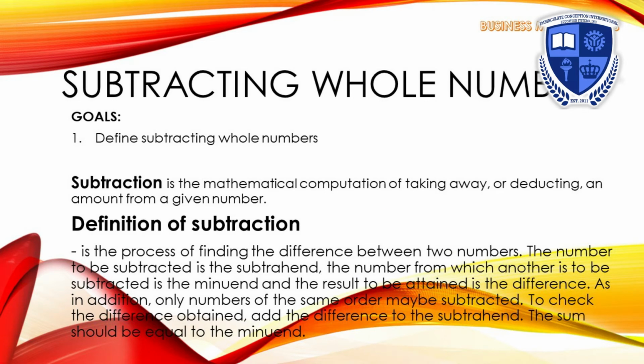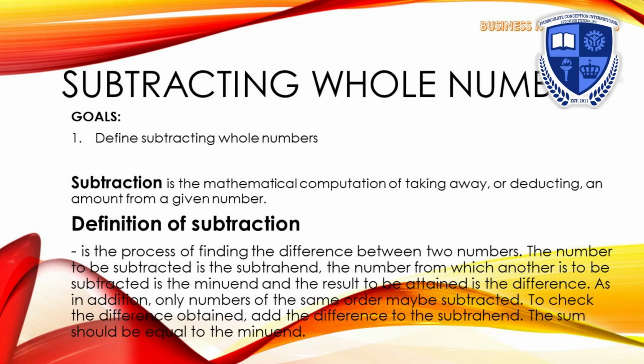Okay, next topic, class. Now that we are done with adding whole numbers, now, subtracting whole numbers. Our goal in this lesson is to define subtracting whole numbers. Subtraction is the mathematical computation of taking away or deducting an amount from a given number. The definition of subtraction is the process of finding the difference between two numbers. The number to be subtracted is the subtrahend. The number from which another is to be subtracted is the minuend. And the result to be attained is the difference.